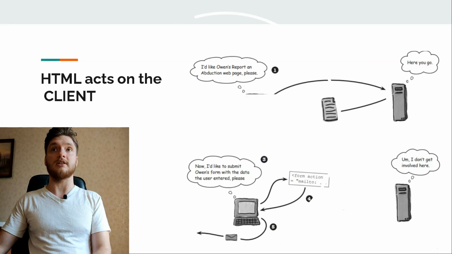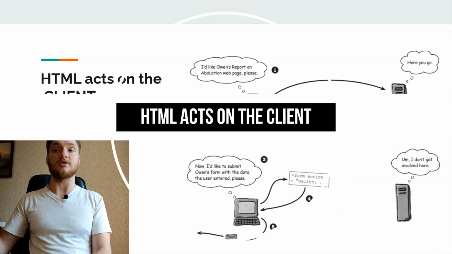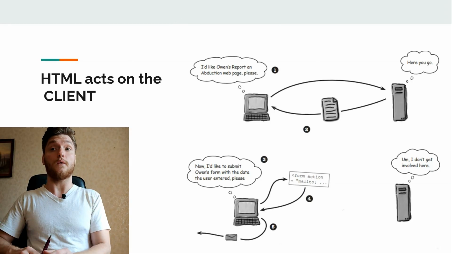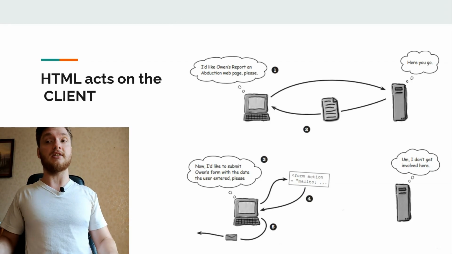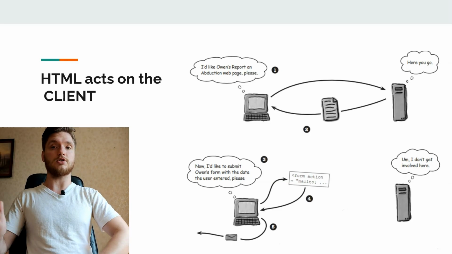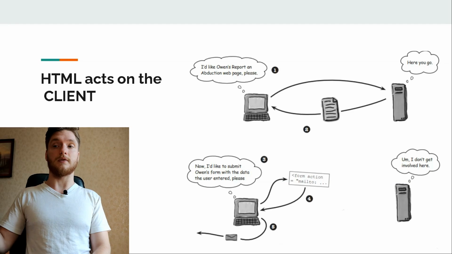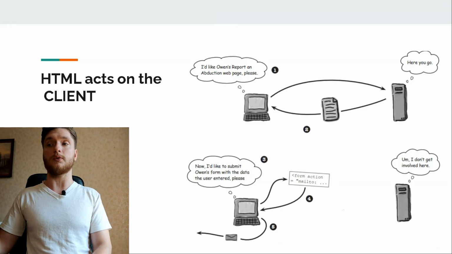HTML acts on the client. Owen's form is written in pure HTML with a mailto form action that attempts to send the form data via email. Although the report HTML web page comes from the web server, it's filled out and processed entirely on the user's web browser. Owen's web server software runs here, also known as a server. First, the browser requests Owen's web page, which includes the form. I'd like Owen's Report an Abduction web page, please. Your computer's browser software runs here, also known as a client.